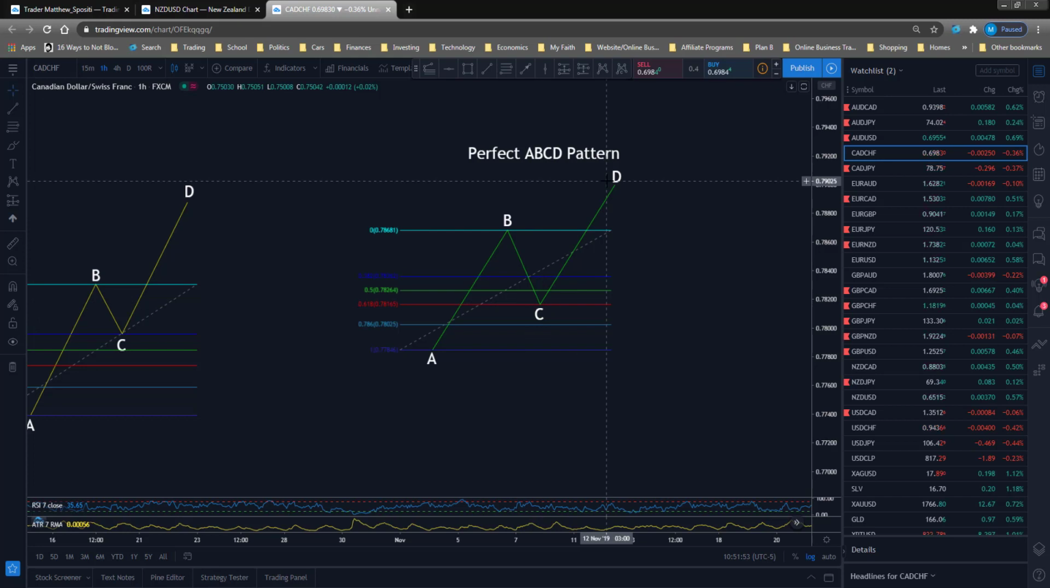All right. Now, this is one of the foundations of why I trade my strategy. Now, I don't trade my strategy based off of whether it's an ABCD pattern. I just call mine a 618 trend continuation pullback strategy.